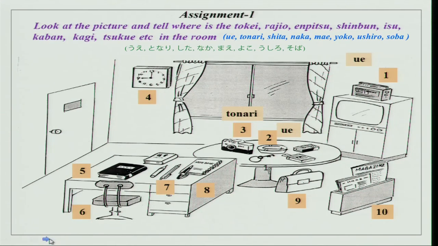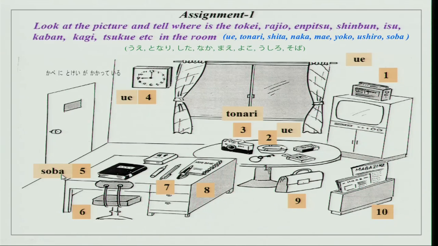Now the fourth one for you over here is tokei. Now tokei is on the wall, so you can use ue and you can also omit ue. Well, it will be like this. Tokei wa kabe no ue ni arimasu. For the time being, ue will work, but later on there is a proper verb for it and we will do the verb later. So tokei wa kabe ni arimasu. And then we have all the others as well.